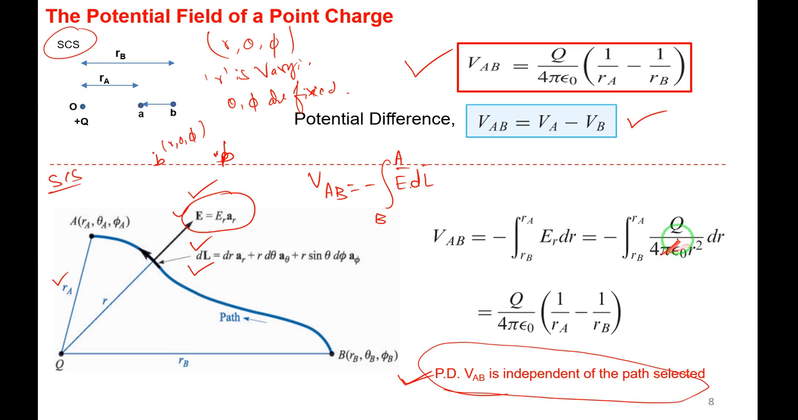Okay, integrated. So you know how to integrate. Q by 4 pi epsilon naught is taken out. Integration of 1 by R square. We will get the same formula as this: Q by 4 pi epsilon naught times 1 by RA minus 1 by RB. So hence through this we can say that the potential difference is independent of the path selected. The path may be a radial path or the path may be a curved path like this around a point charge. I hope you understood this, right?